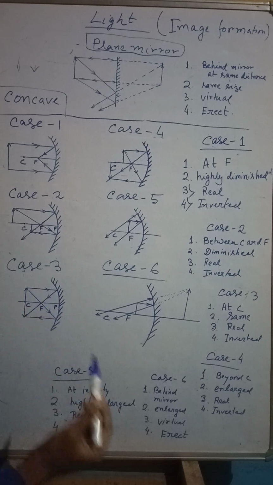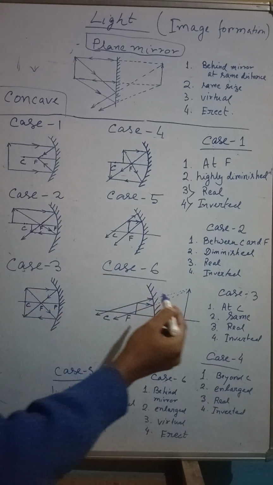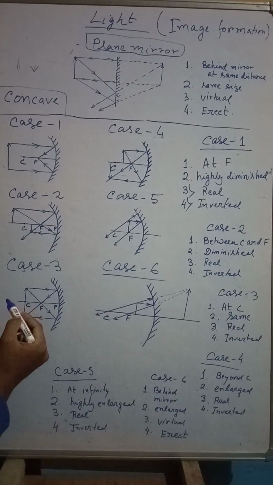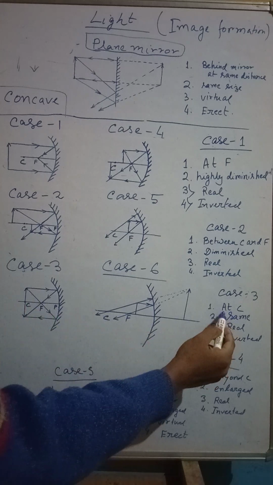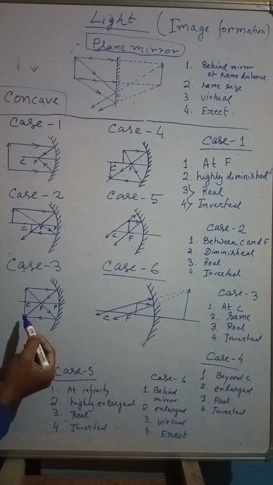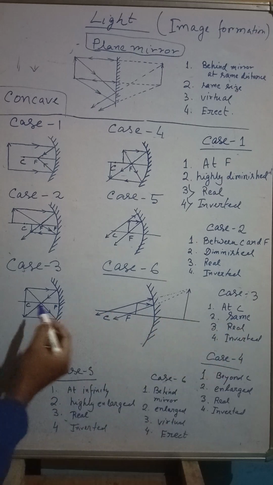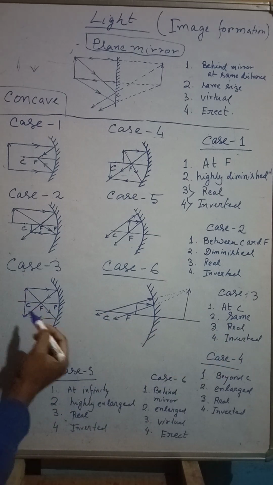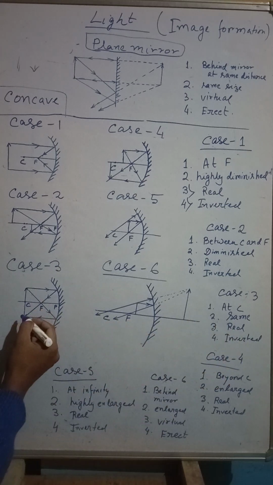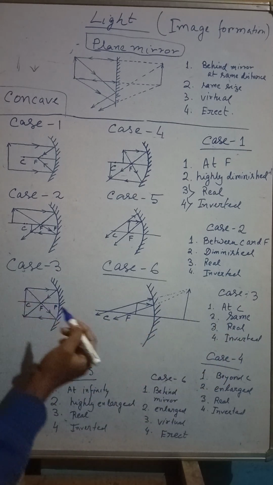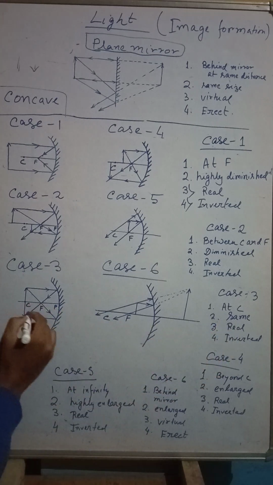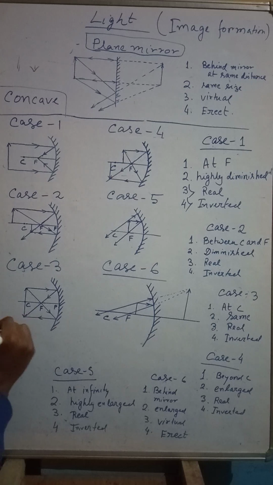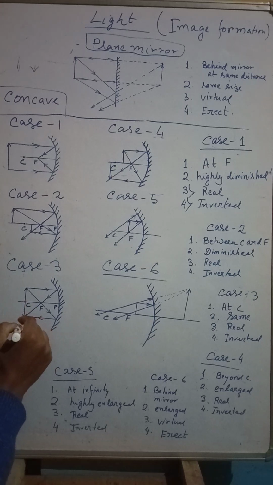So what are the characteristics of this case 3? You can see the object is present at C, that is the center of curvature. So the image is also present at C, and the size of the image is the same as that of the object. This is a real image because the reflected rays are meeting at this point, and this is an inverted image.